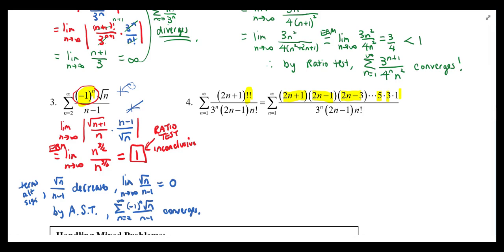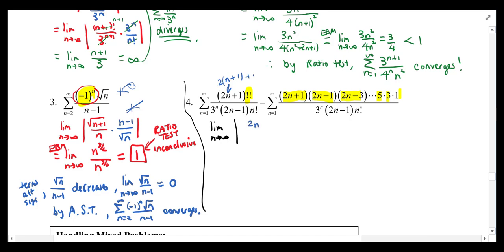So how can we do this one? Once again, let's set up a ratio. The limit as n approaches infinity of the value, and I guess it's that 2. And remember, it's the next term. So I'm going to replace n with n plus 1. So if I multiply that by 2 and then plus 1, I get 2n plus 2 plus 1 is 3. So 2n plus 3 double factorial, all over 3 to the power n plus 1.